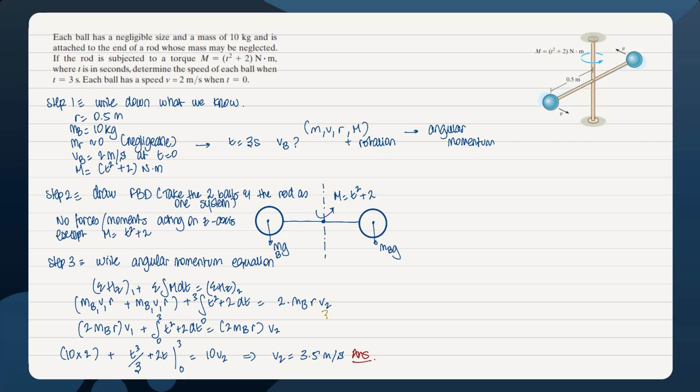And we only have one unknown here, which is v2, the velocity of the two balls at state 2. So one equation with one unknown, we can easily solve for it. All we have to do is evaluate the integral of t squared plus 2 dt, which gives us t cubed over 3 plus 2t from 0 to 3. And we can simply calculate v2 and get v2 is equal to 3.5 meters per second. Very straightforward example, which uses the principle of angular impulse and momentum.